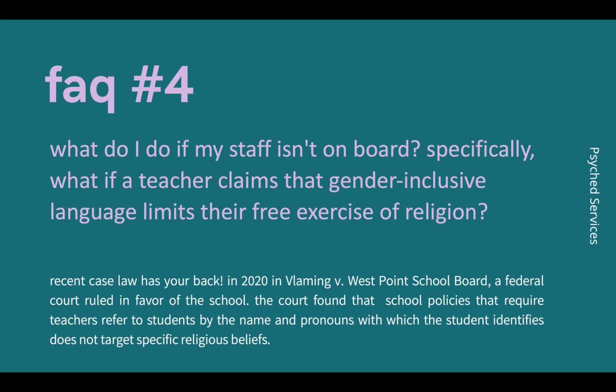and essentially a student identified as trans and was using a different name and pronouns. The school let all the staff know that they needed to refer to this student by the name and pronouns, and one teacher refused to do so, and eventually was let go by the school because the teacher refused to honor that student's identity. And so the teacher sued, and the court ruled in favor of the school. They found that school policies that require teachers to refer to students by the name and pronouns with which the student identifies does not target specific religious beliefs.